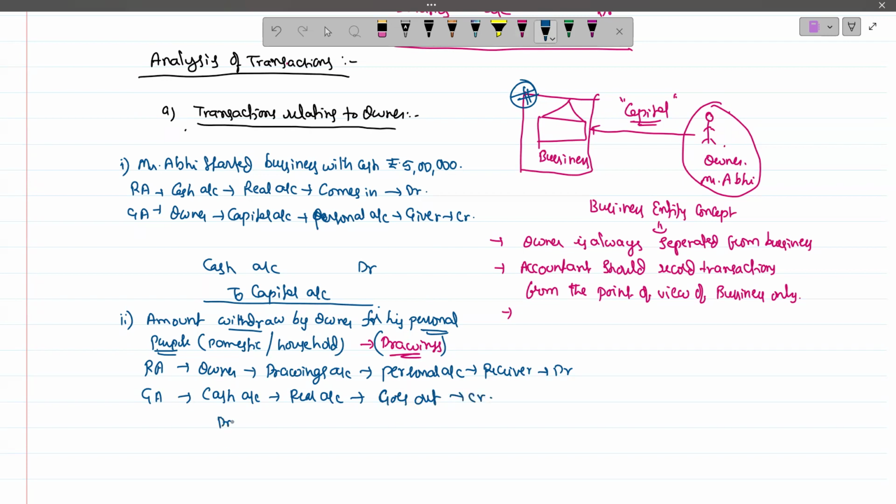So what is the journal entry? Drawings account debited to cash account. So that is the transaction. If the amount is withdrawn by the owner for his personal purpose, we consider it as drawings, and the journal entry is drawings account debited to cash account. And the amount brought by the owner into the business is called capital. We write the journal entry: cash account debited to capital account.